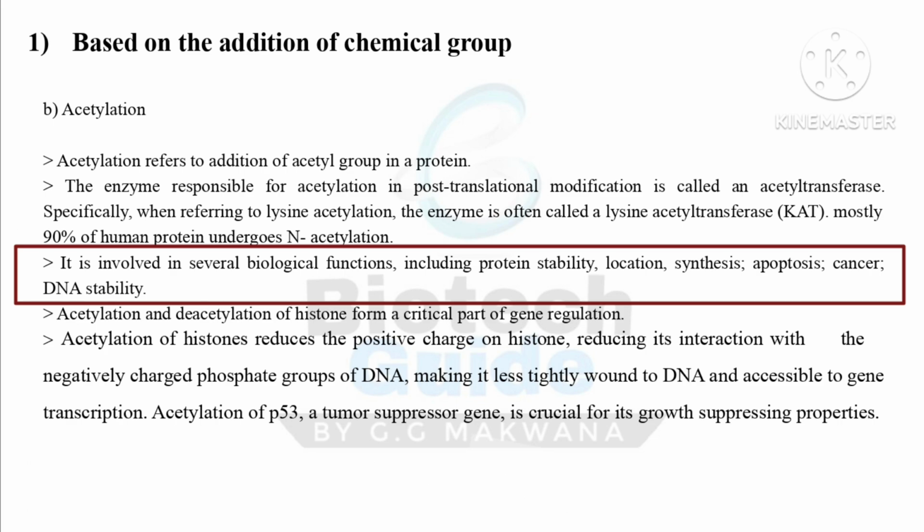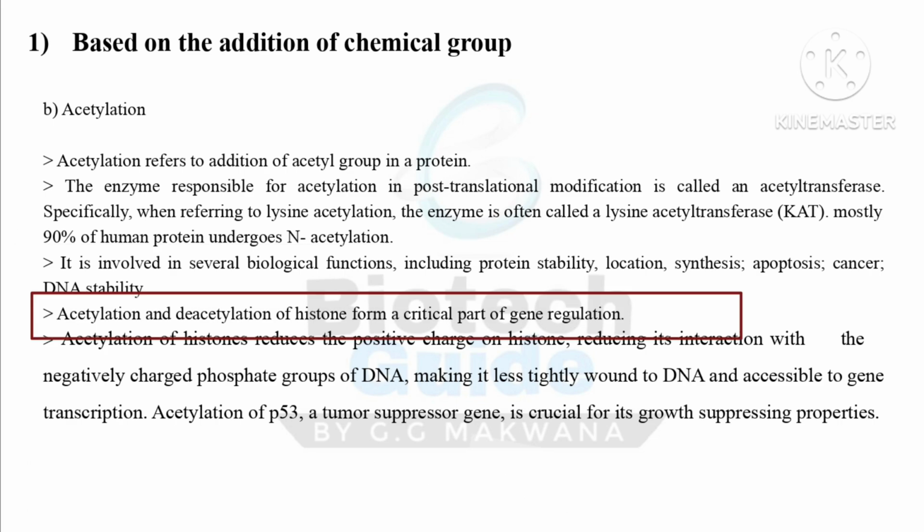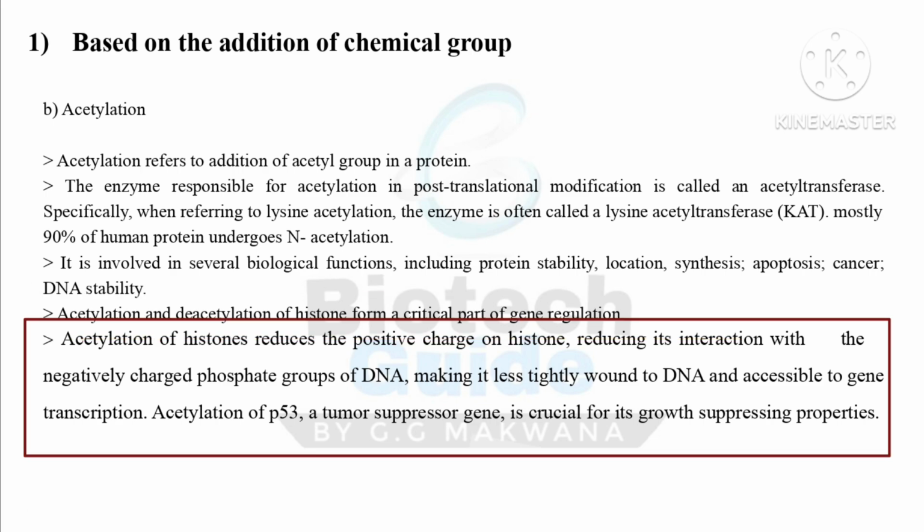Another important point is that acetylation and deacetylation of a histone form a critical part of gene regulation. So this is the main important point. As we know, DNA is negatively charged, and histone is positively charged. That's why DNA is wrapped around histone protein and makes a compact structure.